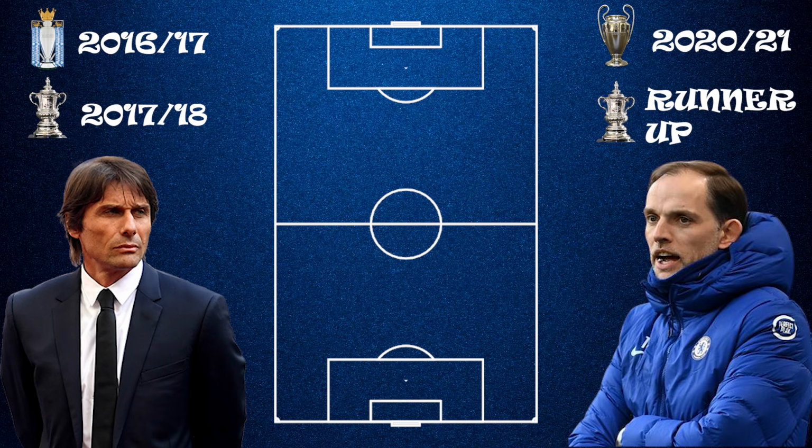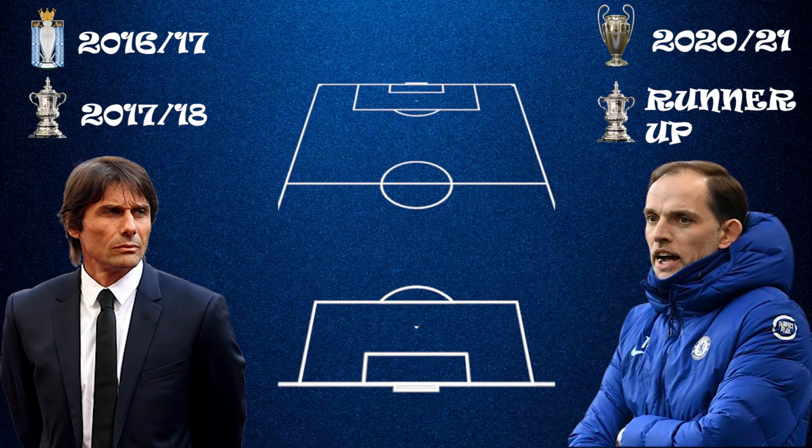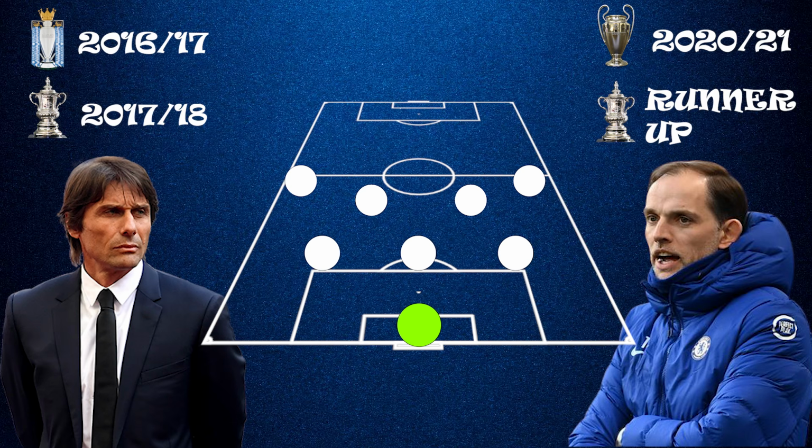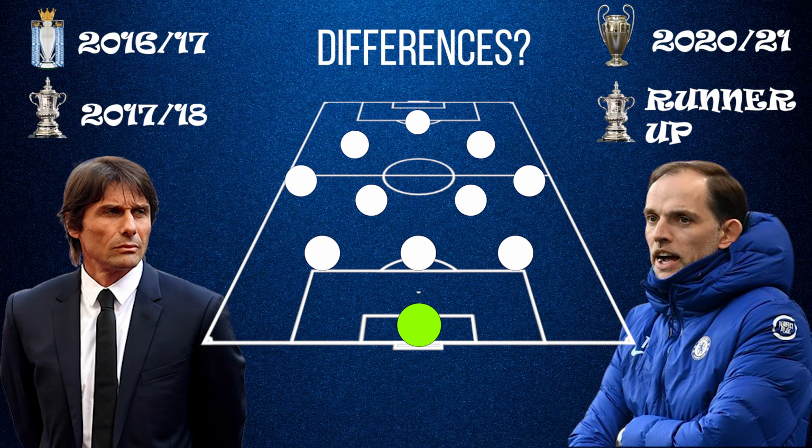But perhaps the most interesting similarity is how much success both managers have had with a back three, in a league which, for the most part, doesn't use the formation much. But using the same formation doesn't mean that the teams did everything exactly the same. So what exactly are the differences between Conte's back three and Tuchel's?